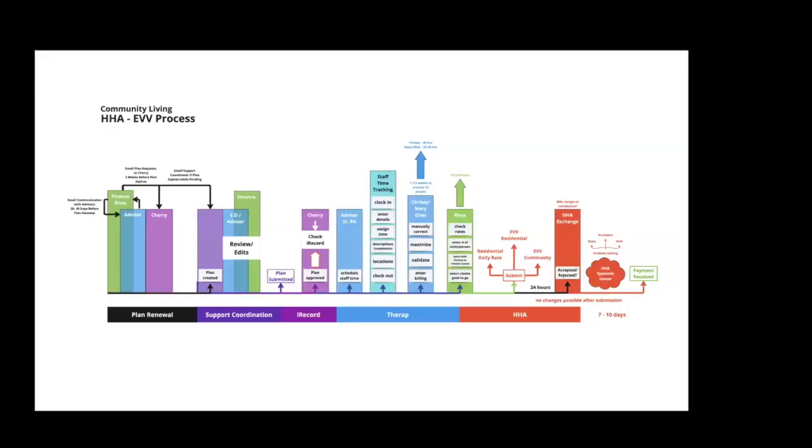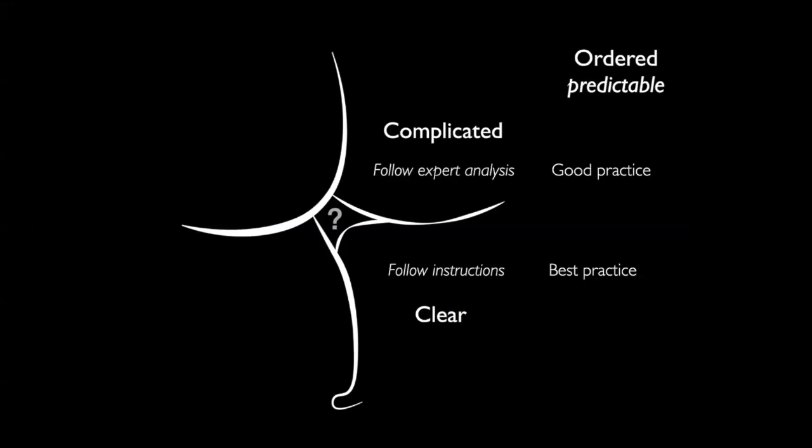So for instance, we don't have to get into this, but just as an example, you can have a process that's very complicated. This is billing with our electronic visit verification system in New Jersey. And if you start at the left and go to the right and follow every piece of that process, you will end up with receiving payment. That's a good thing, and that's important for that part of the work. So that's one side of this diagram.